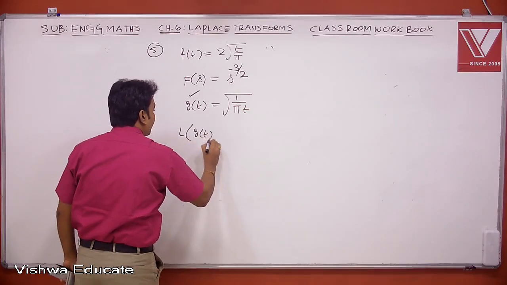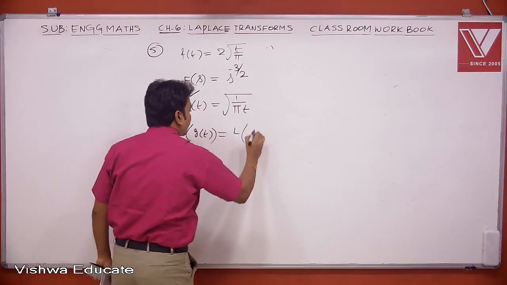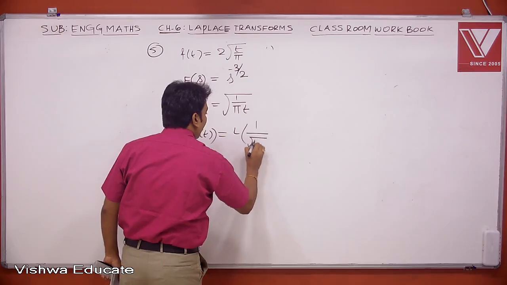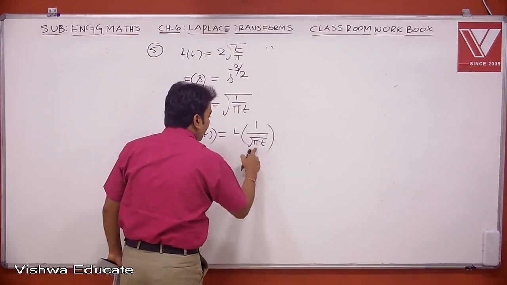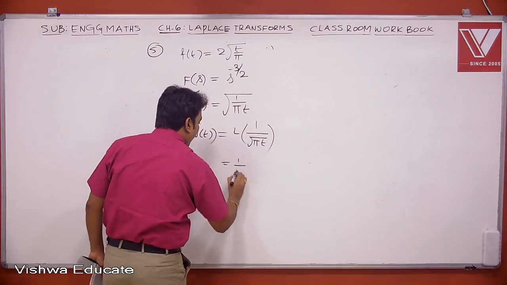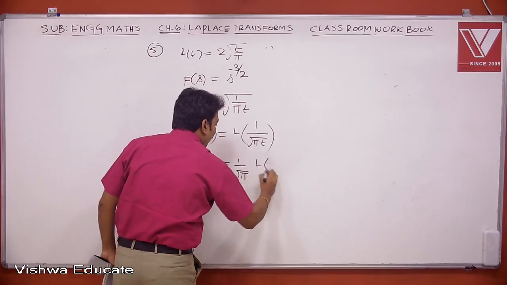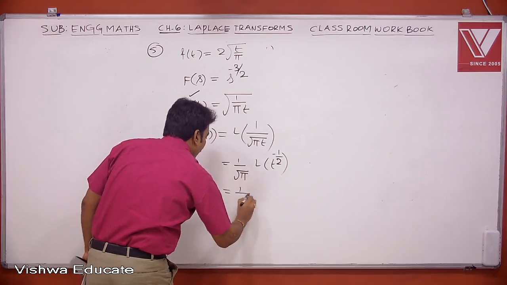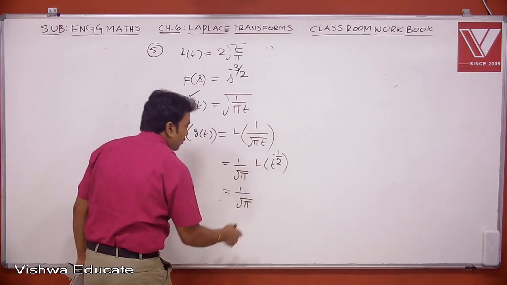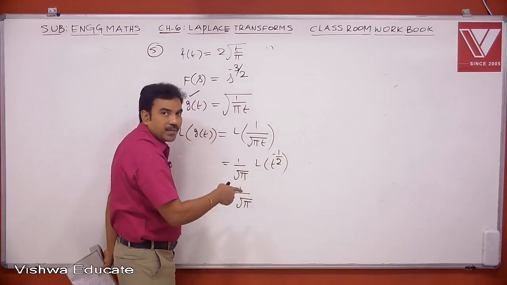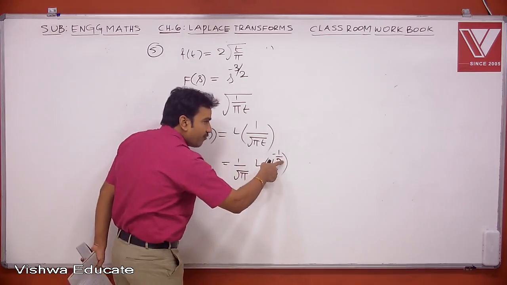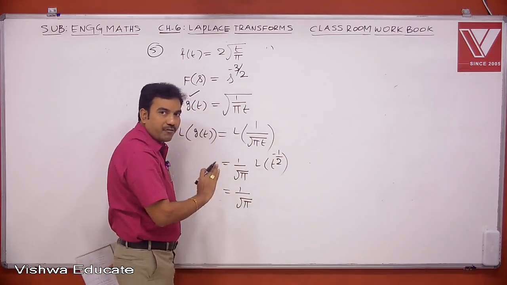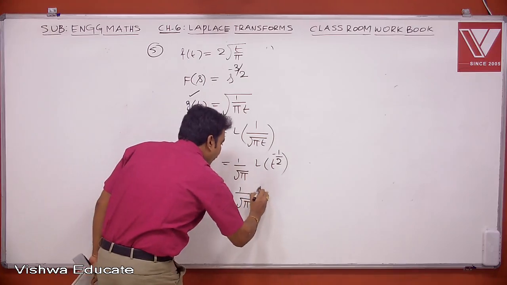Here Laplace transform of g of t is Laplace transform of 1 by square root of pi t. So 1 by square root of pi is constant. Apply linear property. 1 by square root of pi into Laplace of t power minus 1 by 2. So this is 1 by square root of pi into Laplace of t power n. N is a fraction value, so don't write factorial.